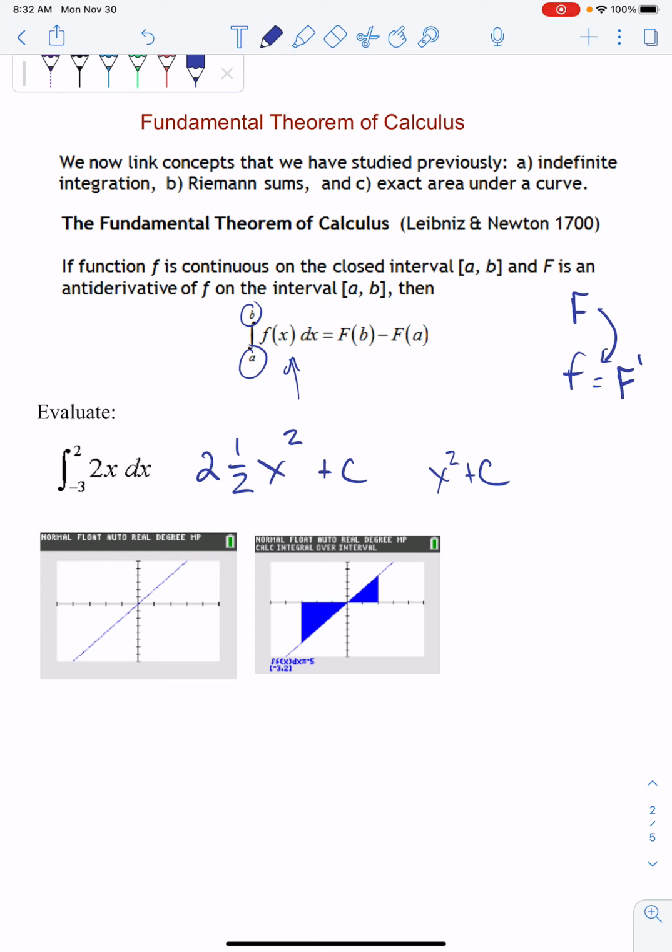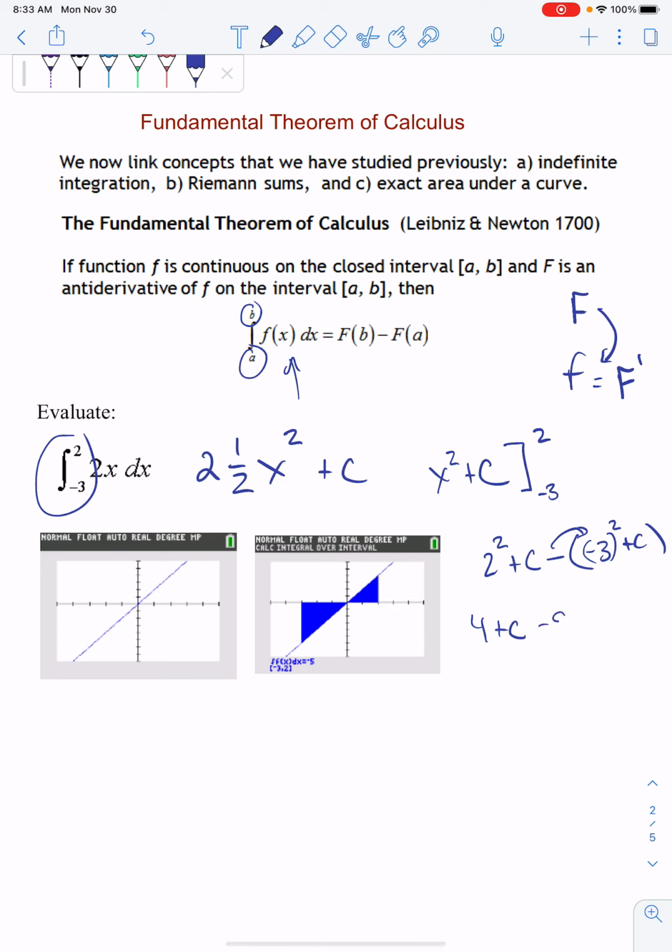But this isn't an indefinite integral. This is a definite integral going from negative 3 to 2. So the way I write my notation here is I am going from negative 3 to 2. So I take x, instead of x squared, I plug in the 2. 2 squared plus c minus, and then I plug in the negative 3. Negative 3 squared plus c. So I end up with 4 plus c. Negative 3 squared is 9. This negative distributes to make it a negative 9.